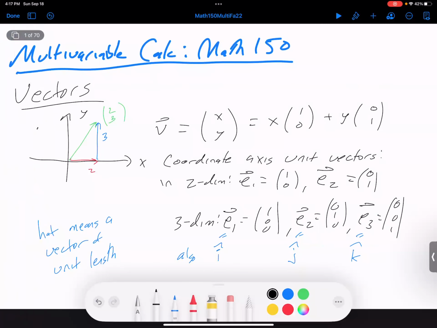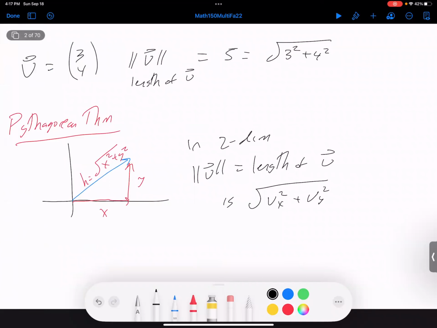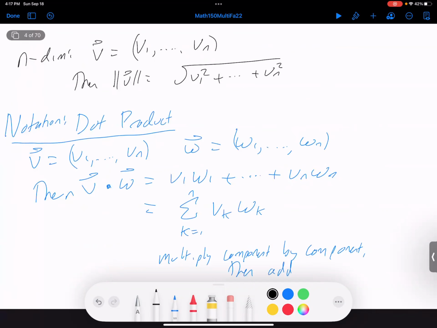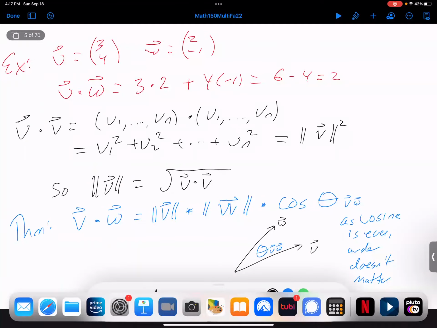We talk about these component by component. We often use i hat, j hat, k hat for the x, y, z axes. We use e1, e2, e3. The length of a vector is the sum of the squares of the components. And then the dot product is just multiply component. The theorem is that V dot W is the length of V times the length of W times the cosine of the angle between. All right, so that is a good place to stop for the first lecture.